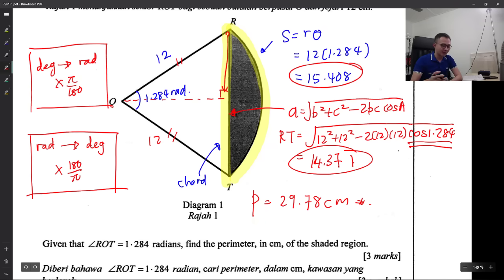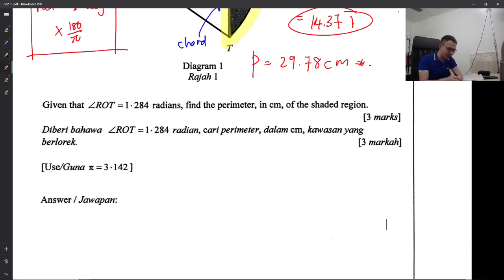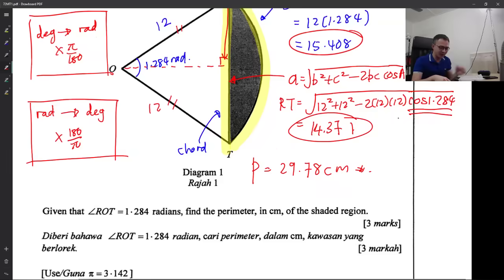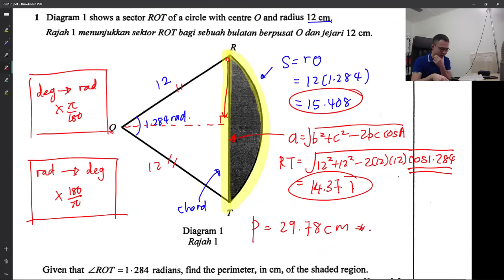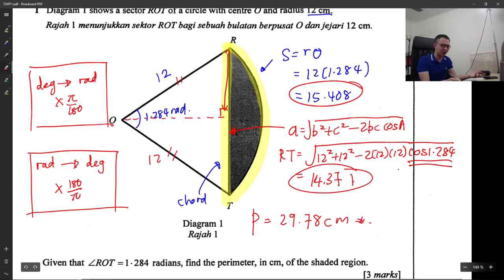Okay, so let's move on to the next question because this question is very easy. Something very important is whenever the question gives you pi equals 3.142, you cannot type the pi in your calculator, or use 22 over 7. You have to use the value given, or else your final answer will be 1 or 2 decimals different, then you will lose marks. But in this case, I don't think we need to use the pi. I guess this pi is for students who want to change this into degrees and solve the triangle. But I didn't do that, so I don't need to use the pi.